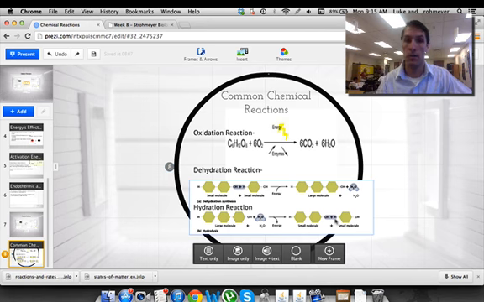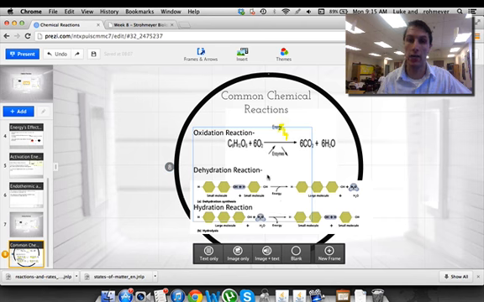The other thing about this, a dehydration reaction requires a net input of energy, so it's endothermic. A hydration reaction gives off energy, making it exothermic. Oxidation reactions are almost always exothermic. You get off energy from that.